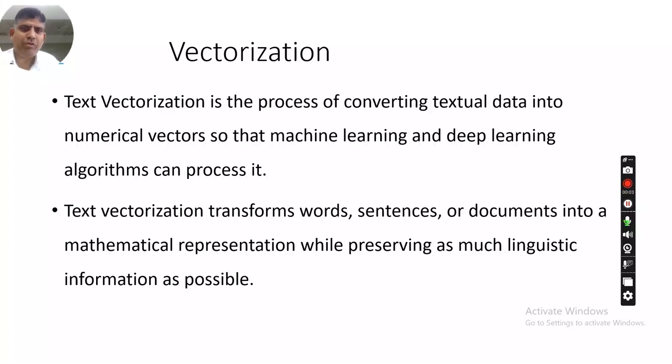So today we are going to talk about the vectorization techniques in NLP. Vectorization is nothing but the process of converting the textual data into the number format so that the machine learning and deep learning algorithms can understand the text in the number format. Text vectorization transforms the words, sentences or documents into the mathematical representation while preserving as much linguistic information as possible.